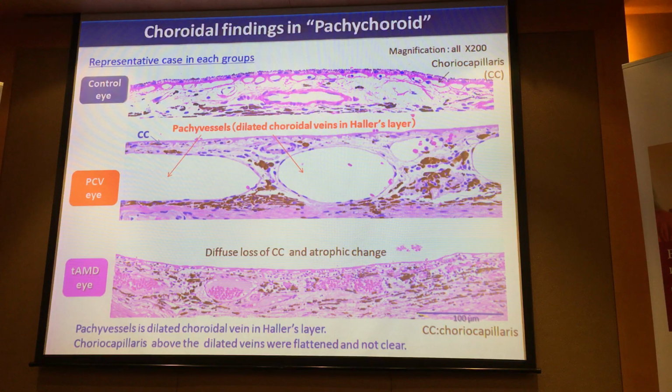In typical AMD, it's a very advanced case. You see a diffuse loss of choriocapillaries and atrophic change in this tissue. So pachyvessel is a dilated choroidal vein in Haller's layer, and the choriocapillaries above the dilated vein are flattened, not clear.